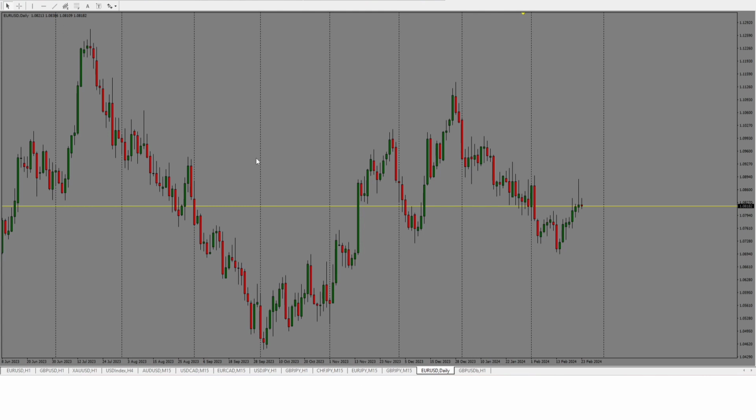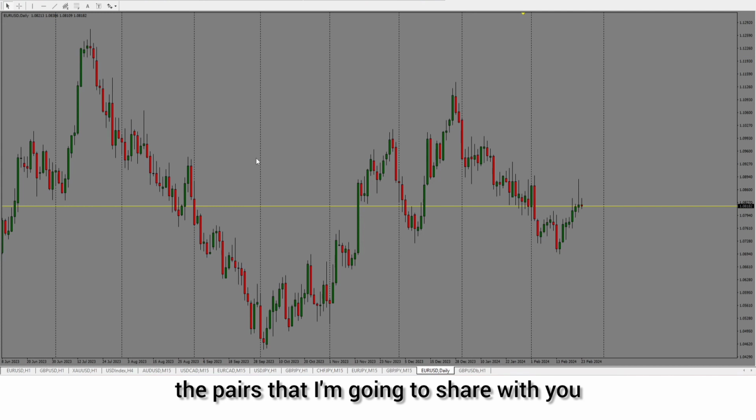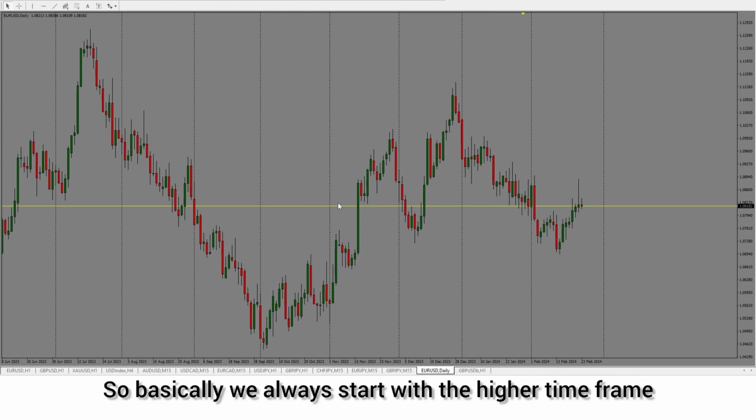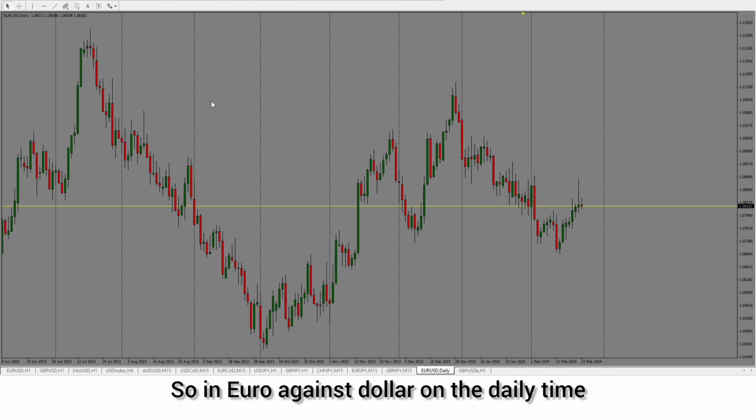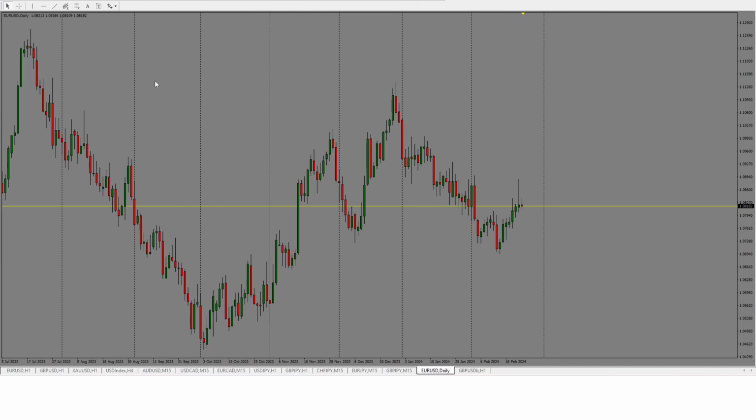So firstly, the pairs that I'm going to share with you in this session are EURUSD and GBPUSD. We always start with the higher time frame, and in this particular case we are going to start on the daily time frame. So on euro against dollar on the daily time frame, this is the structure.